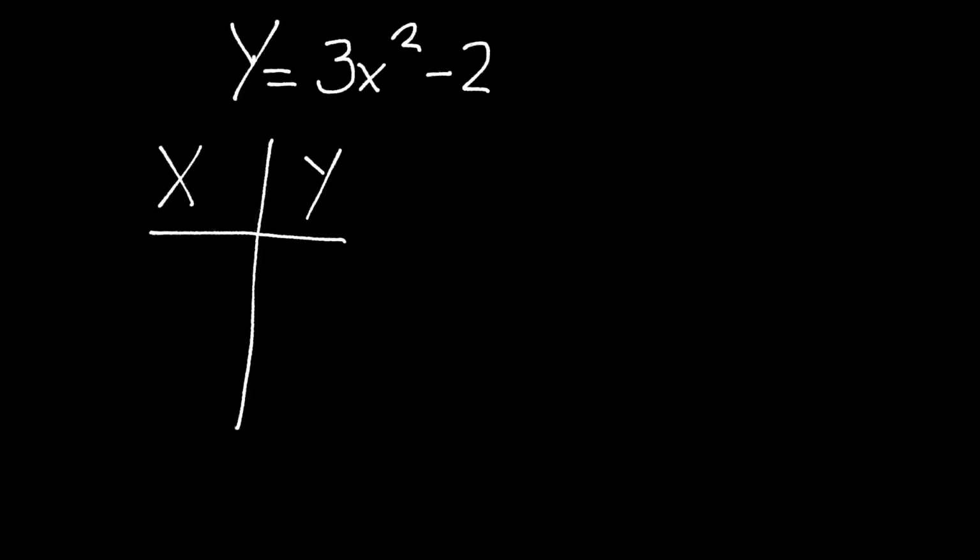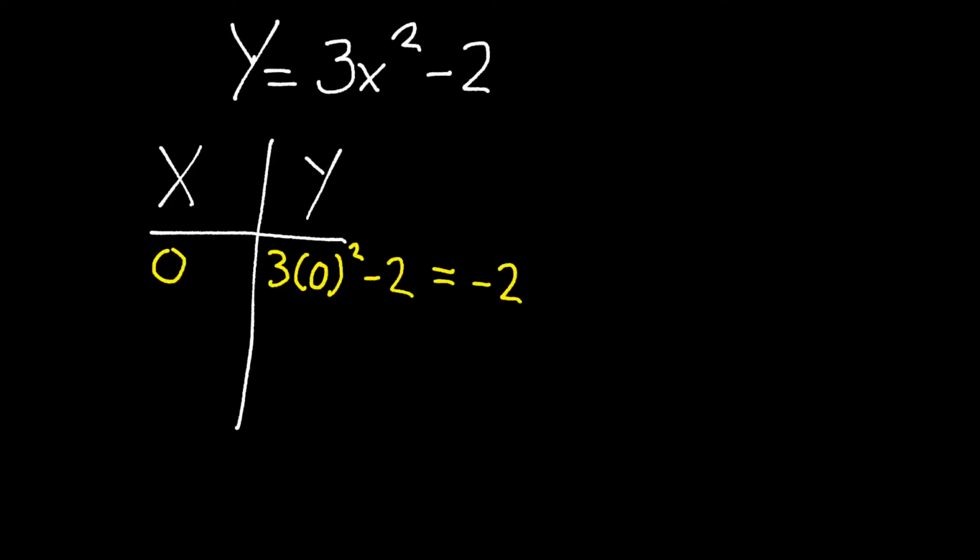But as long as we follow the rules for our input and output, we'll be just fine. So let's start with 0. That one's always a nice one to start with. If I plug 0 in for x, I'm going to have 3 times 0 squared minus 2. And what's that going to give me? 0 squared is 0. 3 times 0 is 0. 0 minus 2 is negative 2. So I get negative 2 as my output.